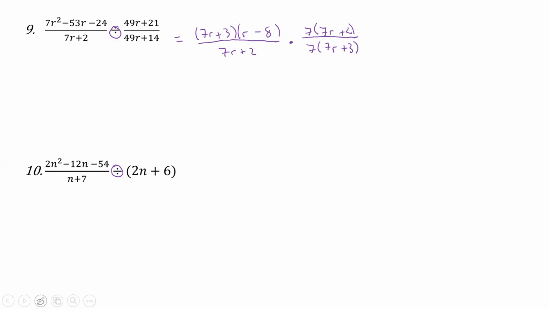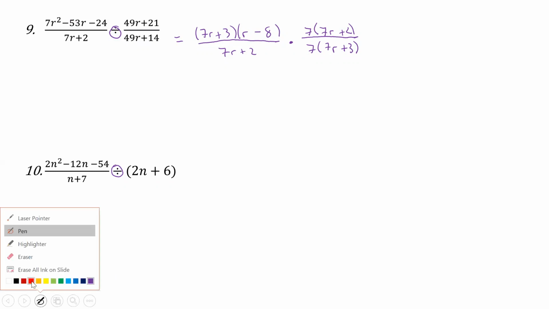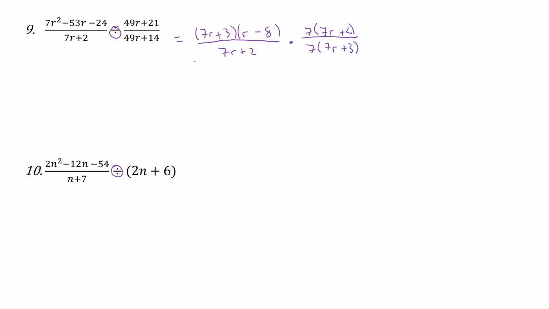So that looks good. And again, factor things that are easier first, and then other things sometimes come out really nice. So our 7r plus 2 and 7r plus 2, well, 7 and 7 there. Then we have 7r plus 3, 7r plus 3, and we're left with just r minus 8. So very simple little binomial left after a complex division of two rational expressions.